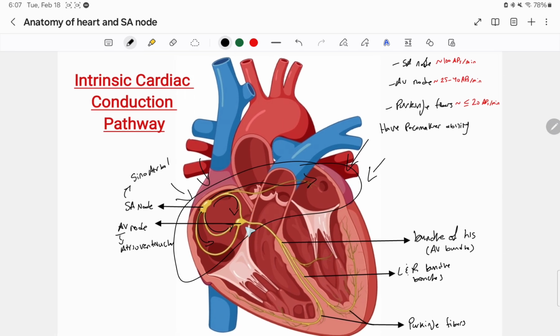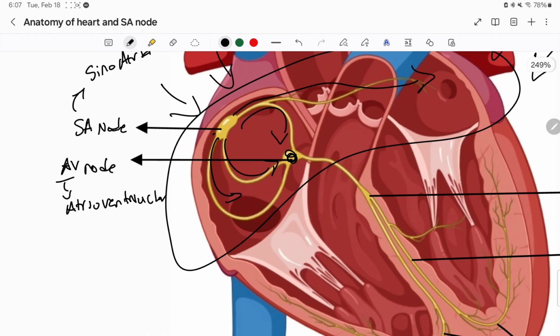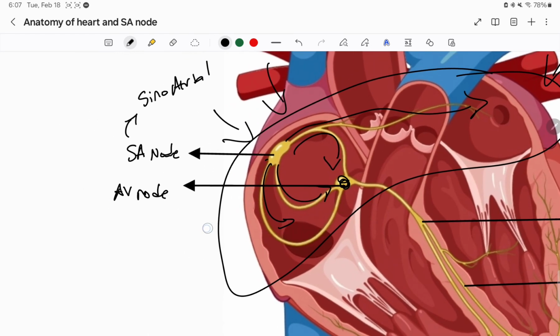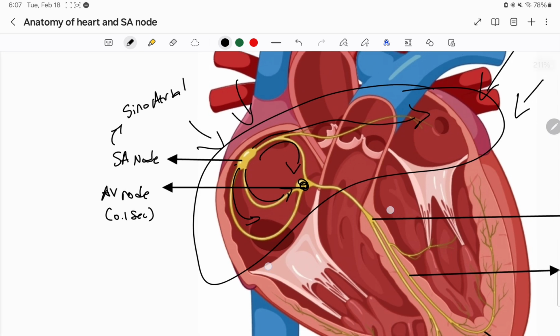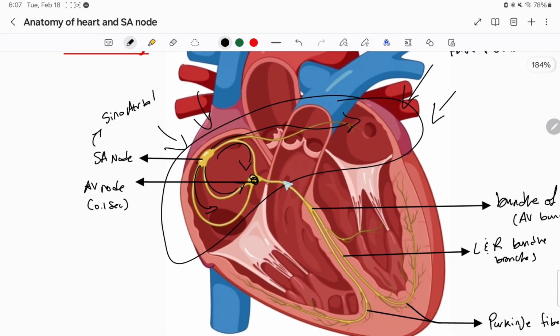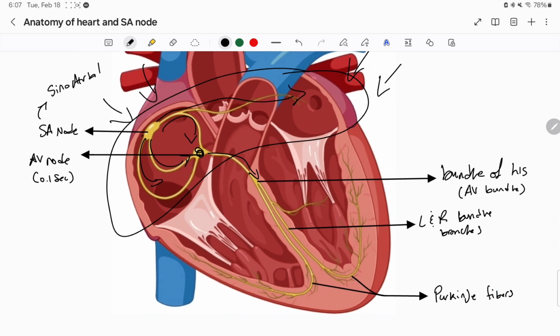Anyways, the AV node is receiving the signal from the SA node at the same time that the atria is about to contract. But the AV node is very smart. It actually holds on to that signal for about 0.1 seconds. We call this the AV nodal delay. Why does it hold on to the action potential signal? Why doesn't it just send it down the pathway to the bundle of His, down to the left and right bundle branches into the Purkinje fibers?